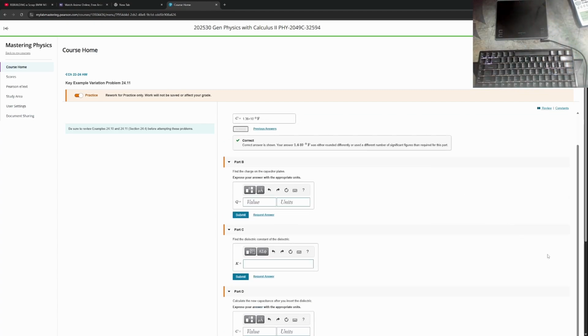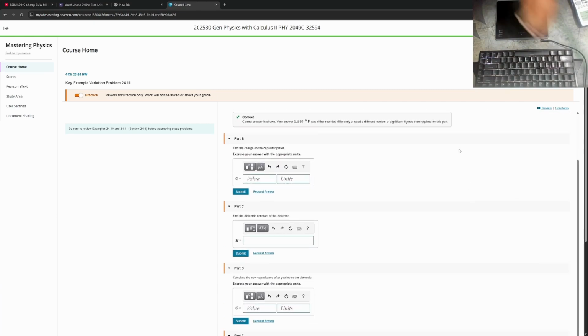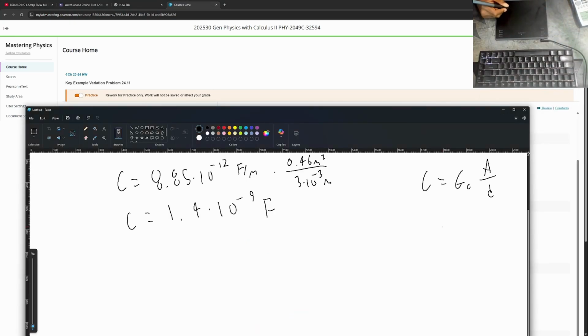The next part says to find the charge of the capacitor plate. The charge is equal to the capacitance times the voltage. The capacitance we just calculated is 1.36 times 10 to the power of negative 9 farads, times the voltage of 4 kilovolts that was shown earlier. So the charge is equal to our capacitance times our voltage, which is 1.36 times 10 to the power of negative 9 farads times 4 kilovolts, so that's 4 times 10 to the power of 3 volts.